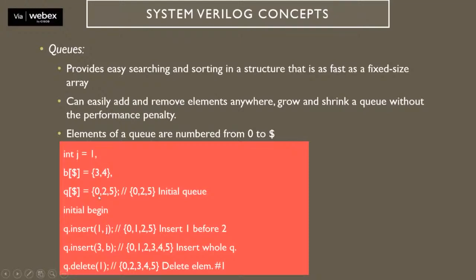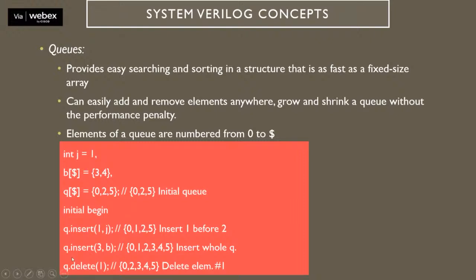So in the array, the positions are going to be 0, 1, 2. So this is the queue, right? 0, 1, 2 is the memory location I'm talking about, the positioning. So in the first location, insert the value of j. The j value is 1. So you will be inserting it as 0, 1, and then you'll have 2, 5. So insert 1 before 2 is nothing but the location. The j value is 1, hence 1 is inserted.